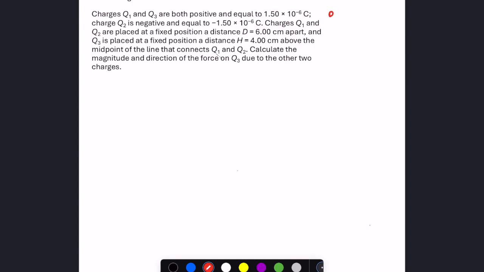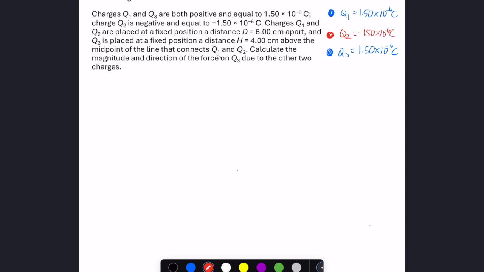Let's go ahead and write this stuff down because it's quite a wordy problem. So we use blue for positive. So Q1 has a charge 1.5 times 10 to the minus 6. Q3 is also positive. My brain just associates blue with negative. Okay, but in this book, red is negative. So Q2 is negative, so its charge is negative 1.5 times 10 to the minus 6.